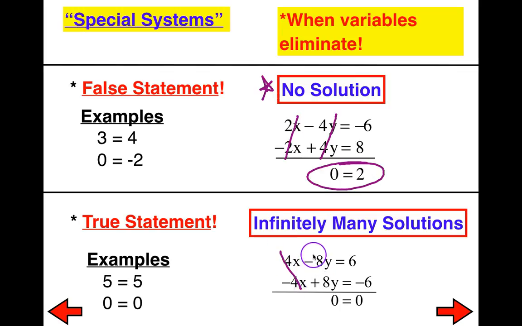Here, the x's eliminate and the y's eliminate, okay? And guess what? From that, we did end up with a true statement. And because it's a true statement, that's why we would claim it's infinitely many solutions. So again, before you claim that it's no solution or infinitely many solutions, check to see, hey, did any variables eliminate? And if so, did we end up with any false statements or true statements?